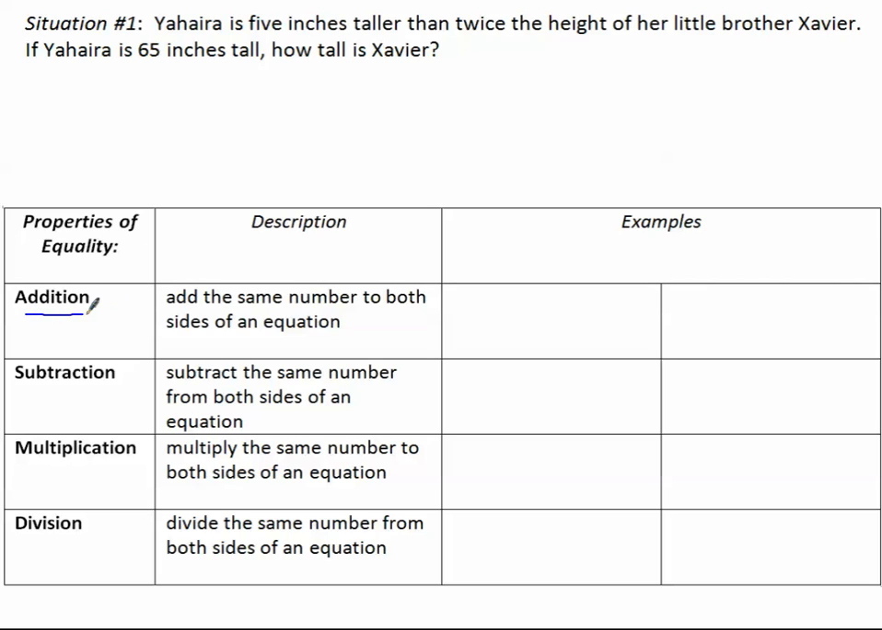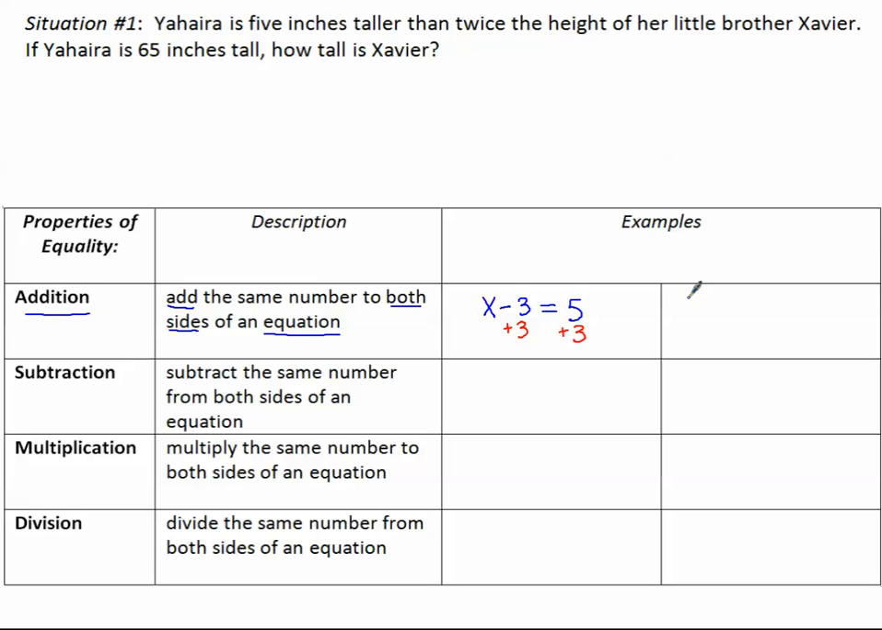Addition property. Addition property says we can add the same number to both sides of an equation. For example, take the equation x minus 3 equals 5. If we want to solve for x, we would add 3 to both sides of the equation. That's an example of using the addition property of equality.